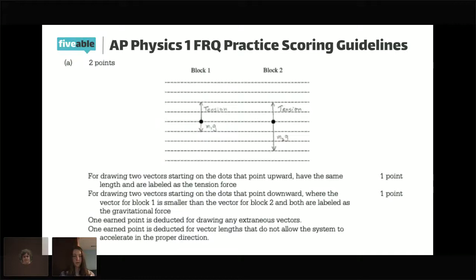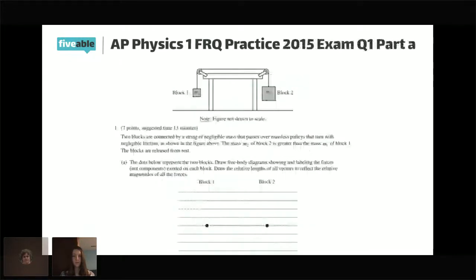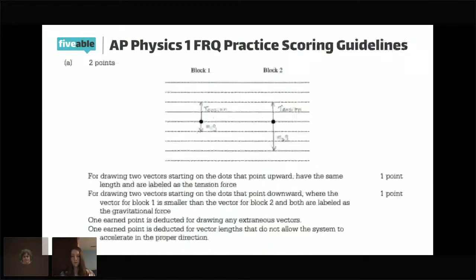But it explicitly tells you that M2 is greater than M1. So the force of gravity for M2 should be greater. And it shows that in the diagram, and the tensions are equal, so their lengths should be equal. On top of that, gravity is pointing down. The strings are attached to the top of the block, so tension's going up. I feel like the directions are pretty intuitive.